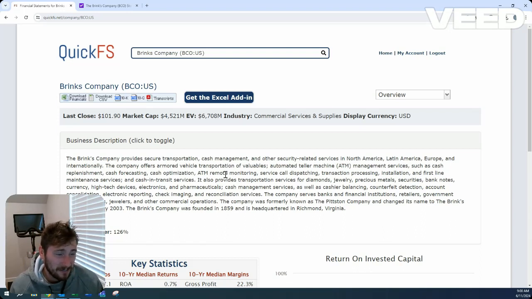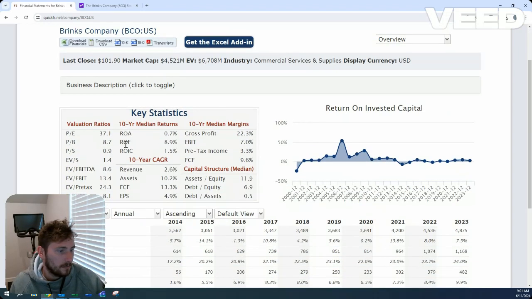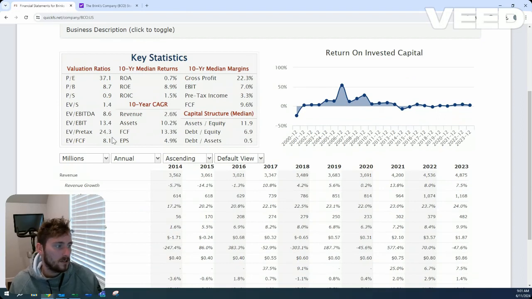Founded in 1859. Darn. It's been around for quite some time here. And growth is mid to low single digit. So nothing sexy, but I mean, 2, 3, 4% growth a year is still something.